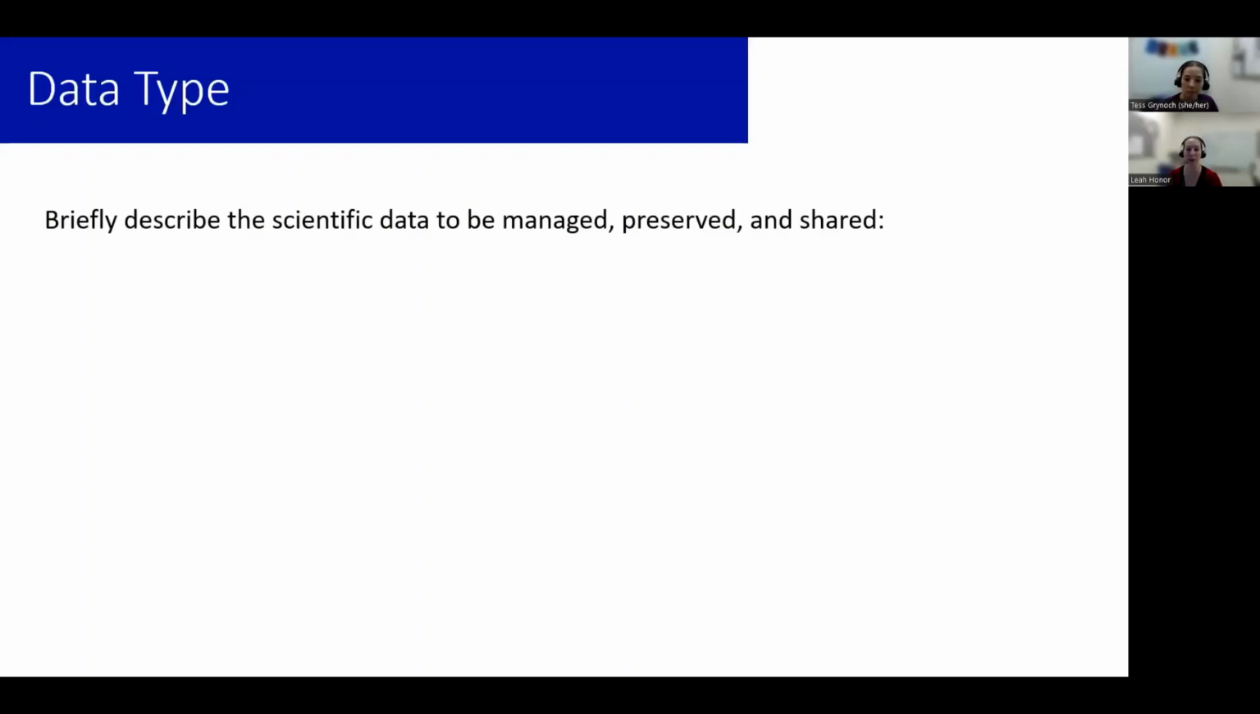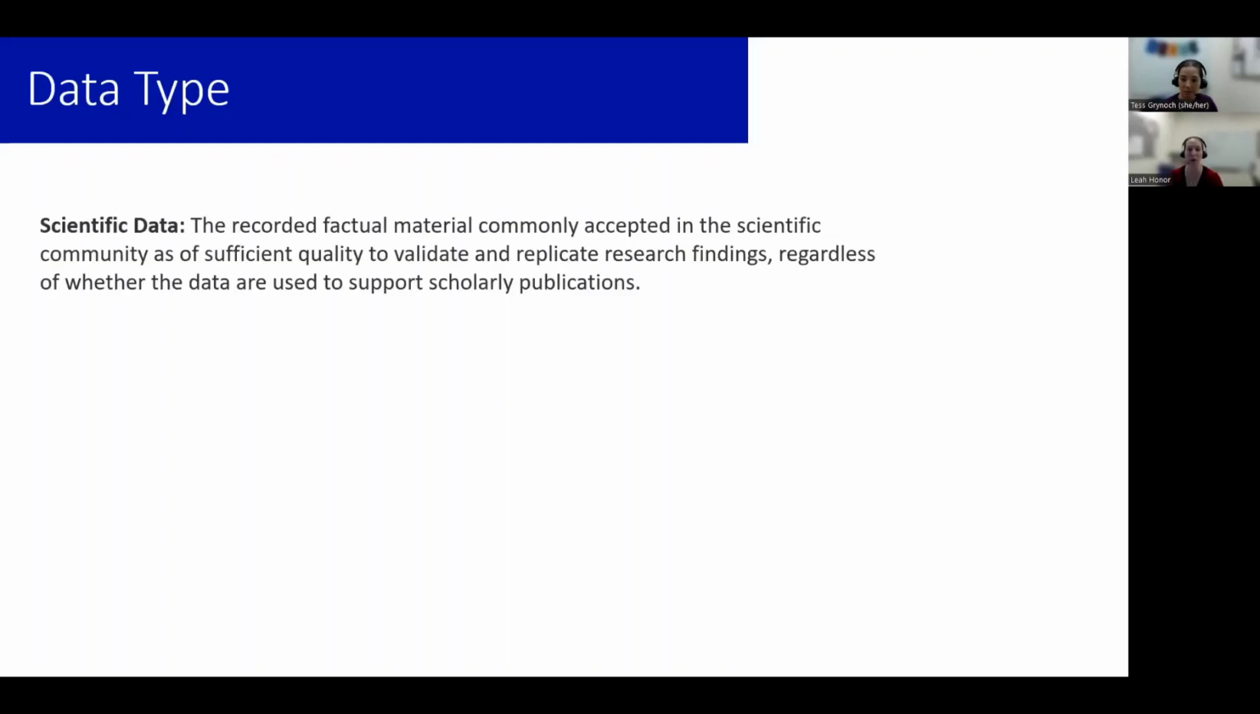The basic purpose of the data type section is to briefly describe the scientific data to be used, managed, preserved, and shared. Before we jump into the details of that, let's look at the definition the NIH provides for scientific data. They're referring to the recorded factual material commonly accepted in the scientific community as of sufficient quality to validate and replicate research findings, regardless of whether the data are used to support a scholarly publication.